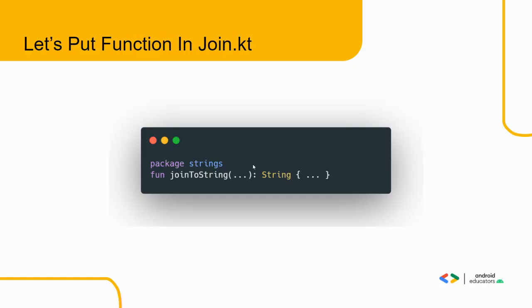So let's say we have this function, okay? Let's put the function in Join.kt, which is joinToString. Now in Kotlin you have the power to put the function at the top of the file. You don't have to create a class, because Java is a pure object oriented language, right? You cannot create a method at the top of the file. Without having a class, you cannot create a method. You have to create a class in order to create a method.